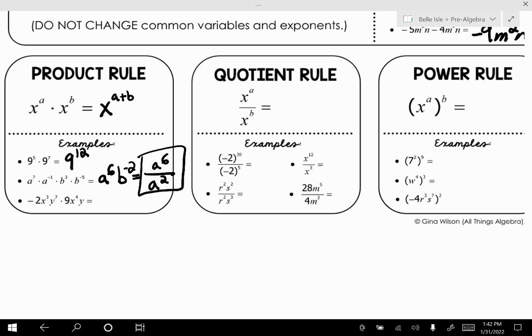Does -2 down here have an exponent? No, it doesn't. Right? Okay? Does 9 down here have an exponent? No, it doesn't. Okay? So you can multiply those together. Okay?